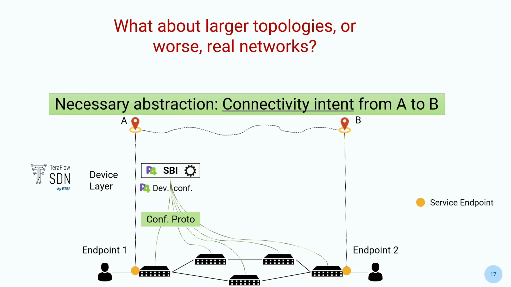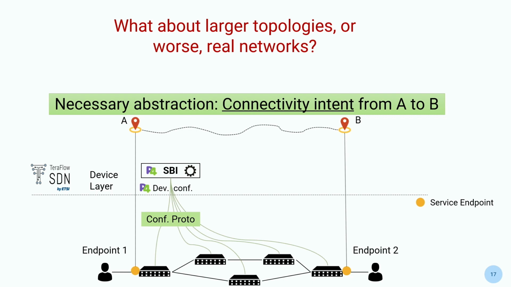So to overcome this problem, we need the necessary abstraction, which gets higher from this device layer. And this abstraction allows us to specify connectivity between some endpoints in the network. So let's say what we all know as network intents here. Essentially, I would like to have connectivity between point A and point B, no matter how many devices we have in between those points, I would like to get this connectivity done for me.